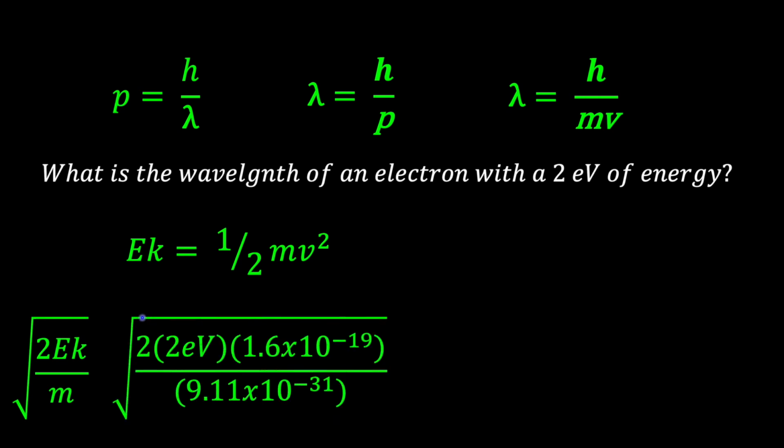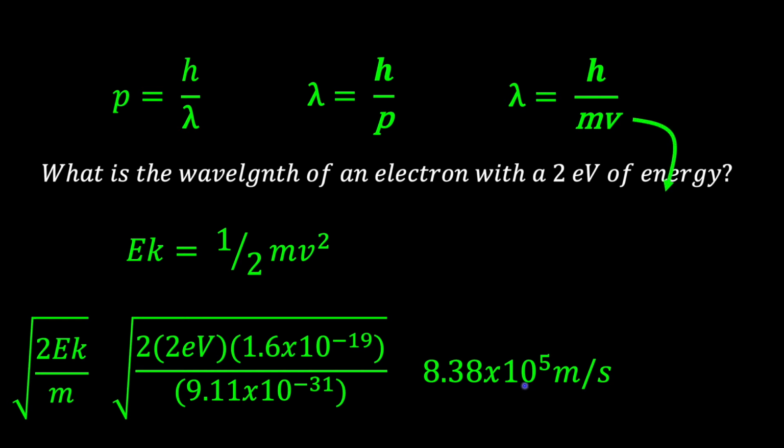When I plug in my values, we have to turn the electron volts into joules. So that's this first part here. 2 times 1.6 times 10 to the negative 19 gives us the energy in joules, times 2 divided by the mass of an electron, square root. We get the number of 3.8 times 10 to the 5 meters per second.